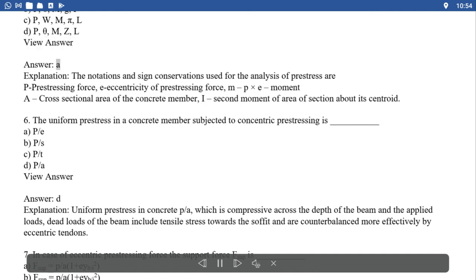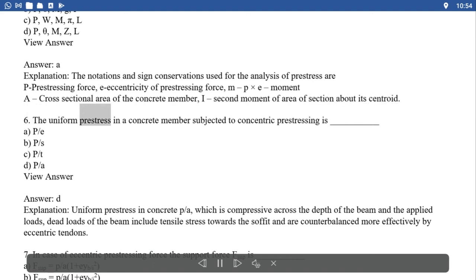Answer A. Explanation. The notations and sign conventions used for the analysis of prestress are: P, prestressing force; e, eccentricity of prestressing force; M, P times e, moment; A, cross-sectional area of the concrete member; I, second moment of area of section about its centroid.